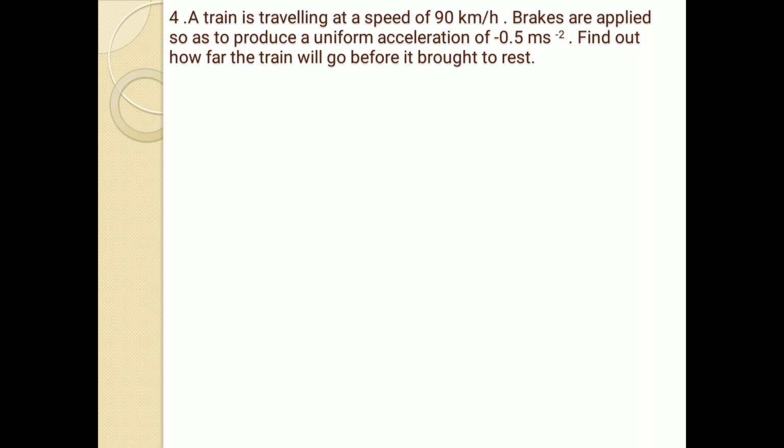So already the train is in motion. A train is traveling at a speed of 90 km per hour. Next, brakes are applied so as to produce a uniform acceleration of minus 0.5 meter per second square. See the concept here. Brakes are applied means obviously the train should come to rest. So acceleration will become negative. Why? Because velocity decreases. Is it right? So brakes are applied so as to produce a uniform acceleration of minus 0.5 meter per second square.